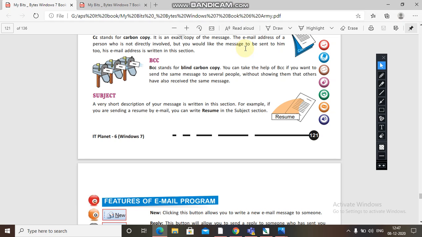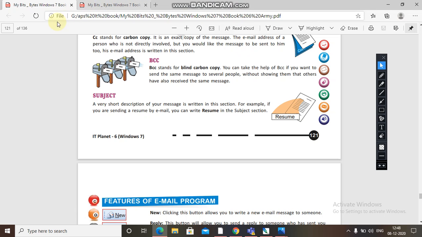Now subject. A very short description of your message is written in this section. For example, if you are sending a resume by email, you can write resume in the subject section. Okay, so only this much you have to write in the subject. A very short message. While reading that, people understand what the letter is about.